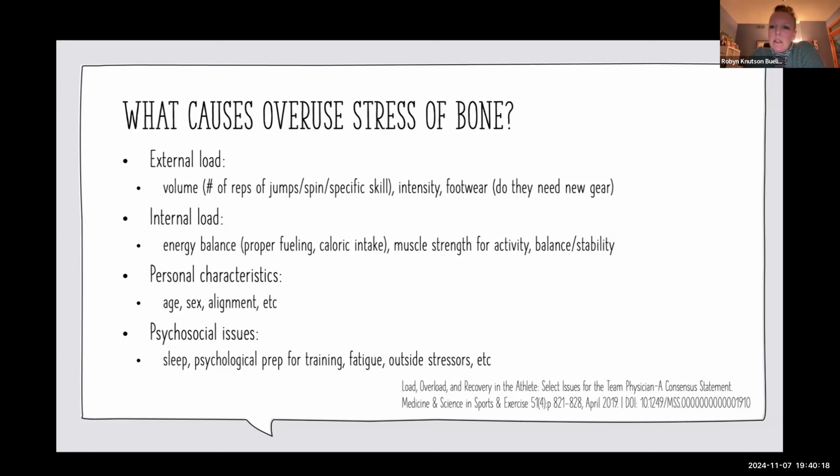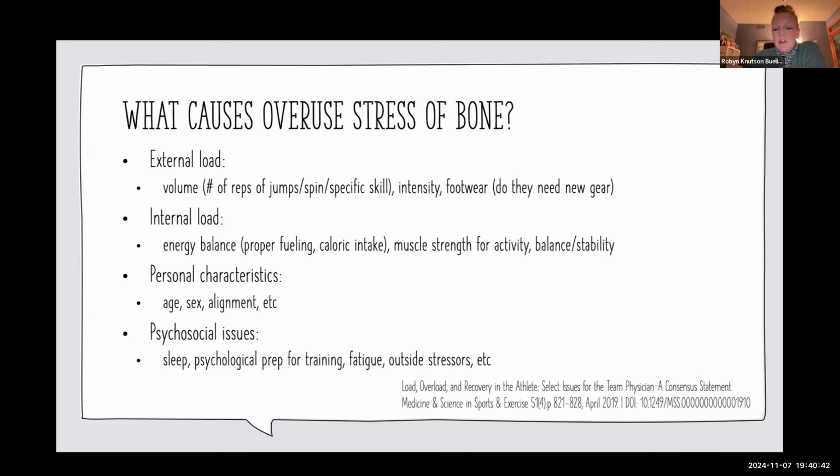There is a significant concern about internal load. What is their energy balance? Are they fueling correctly for the activity they're doing? And this is commonly a problem. Do they have the right muscle strength for what they're doing? Are they actually well-trained athletes, or are they just good figure skaters? Do they have stable hips? Do they have a stable core? Personal characteristics: do they have funny shaped knees, hips, or ankles to begin with?